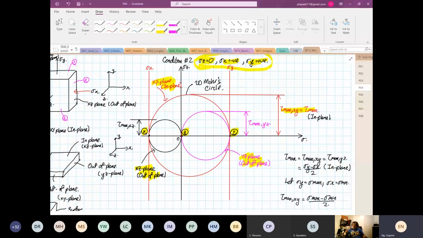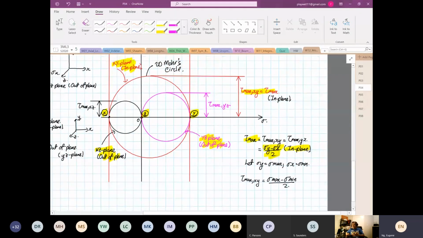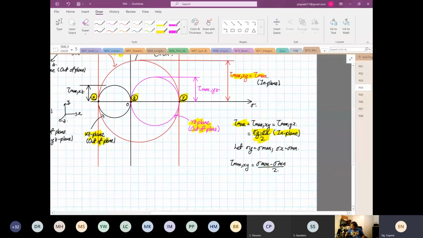So we know that tau max is in plane. The formula is stress Y minus stress X divided by 2. You don't need the formula, you just look at the circle. You can calculate already. Or you can call it stress max minus stress mean divided by 2. And this is condition number 2.